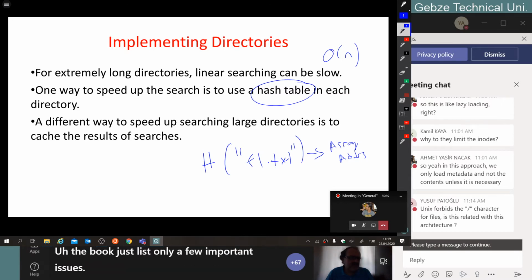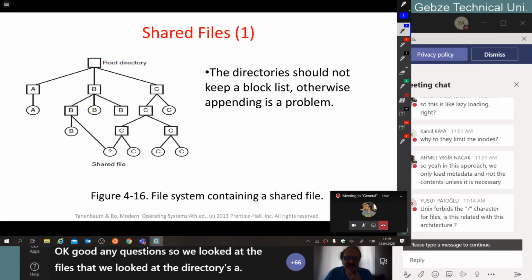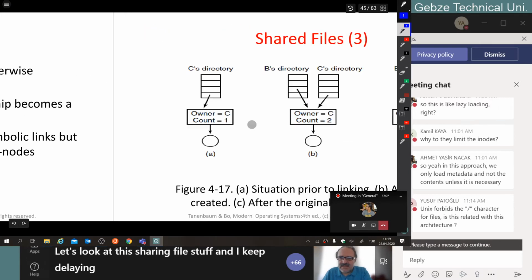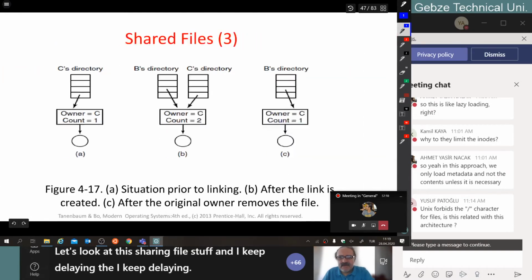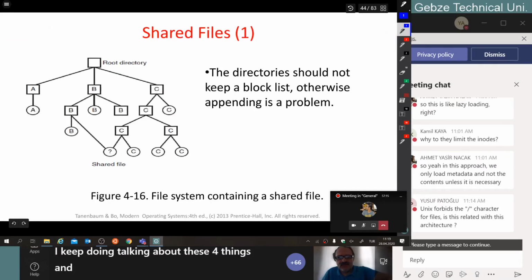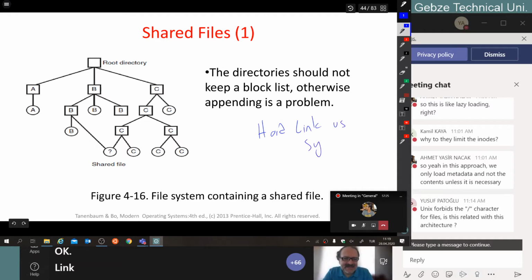Okay, good. Any questions? So we looked at the files, then we looked at the directories. Let's look at this sharing file stuff, and I keep delaying talking about these soft links and hard links, and I will talk about them here. Hard link versus symbolic link. And in fact, let's talk about it here.